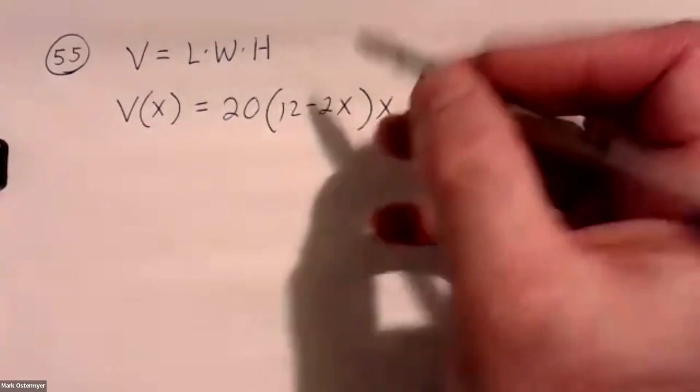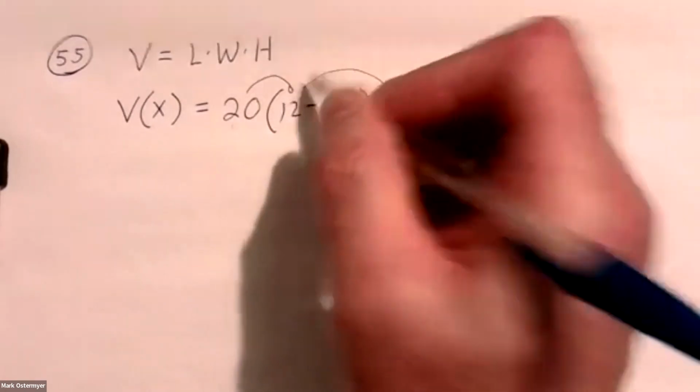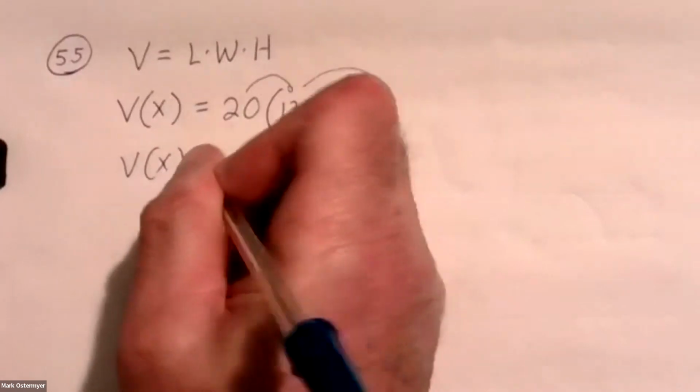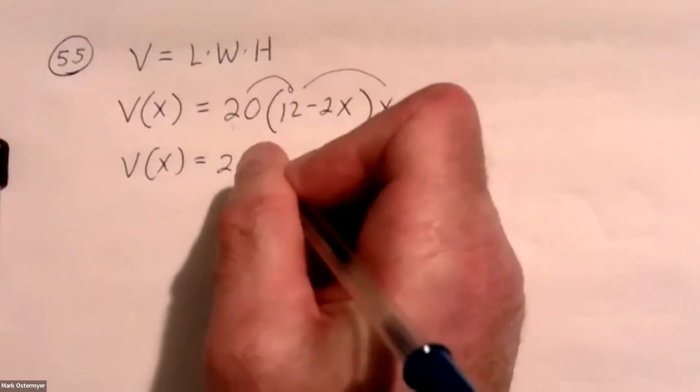All right, so what we're going to do is distribute 20x into the parentheses here. And so our volume function is going to be, now we have 20x times 12 is going to give us 240x.